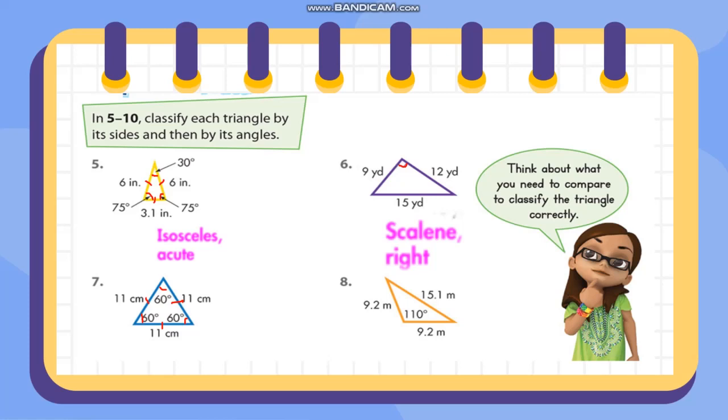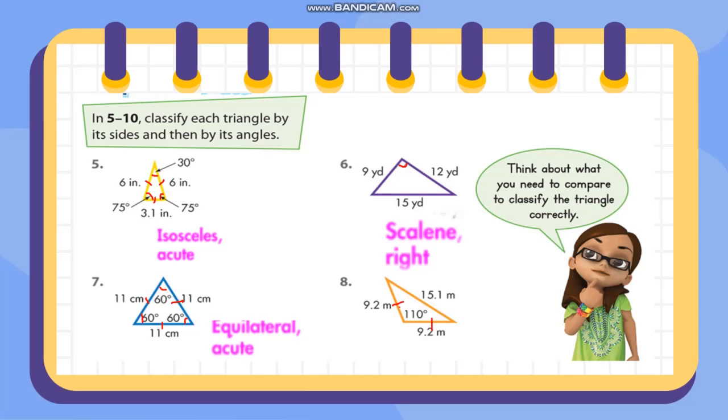So by its side, that is equilateral. By its angle, that is an acute triangle. So the answer is equilateral acute triangle. Number 8. Look at the sides. We have 9.2 and we have 9.2. So two sides are equal. If two sides are equal, that is what we call an isosceles triangle.